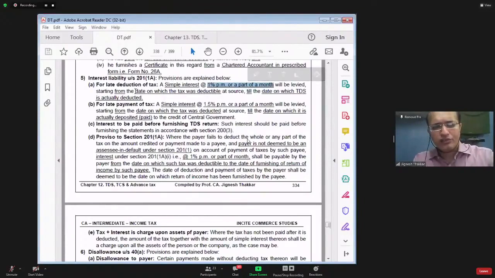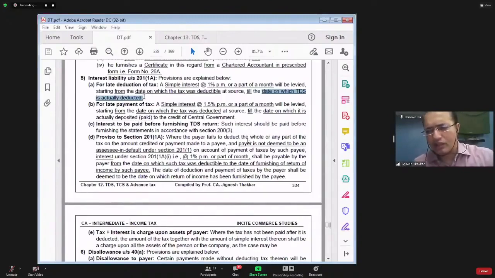From which date? From the date on which TDS was deductible. In our example, TDS was deductible on 15th of May, but it was actually deducted on 20th of June. If they would have deducted TDS on 15th May, there would not have been any default. Default will be taken from the next date; 15th will not be considered as default. Default will start from 16th of May, from 16th of May till 20th of June.